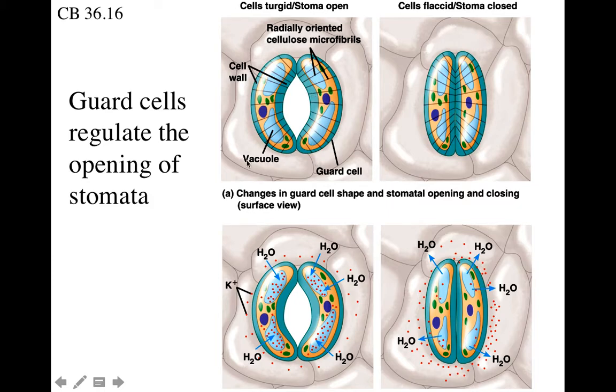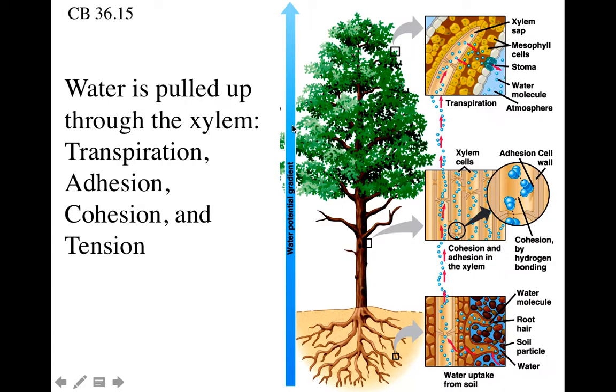So there's another picture of your guard cells. And again, that's just an opening. That's not a cell. That's just a straight up opening that oxygen and carbon dioxide can go in and out of, and then also water can escape from. So again, the properties of water are what allow water to move around the xylem.